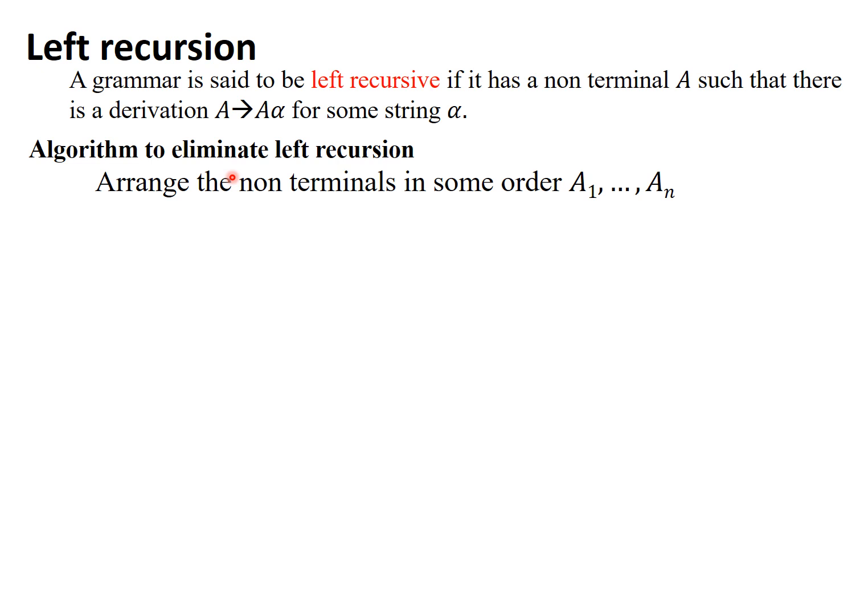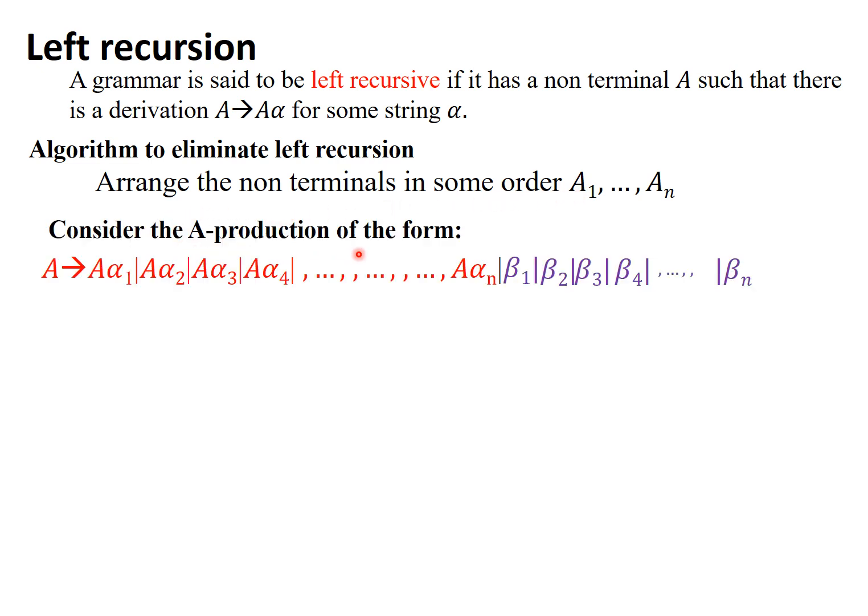The first step is to arrange the non-terminals in some order: A1, A2, etc., An. This way you can arrange it. Then start eliminating. So consider a production of the form: A gives A alpha 1, A alpha 2, A alpha 3, A alpha 4, etc., A alpha n, and beta 1, beta 2, beta 3, etc., beta n. Any production is in the form like this. You have to try to convert it.